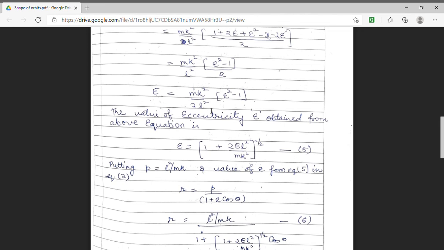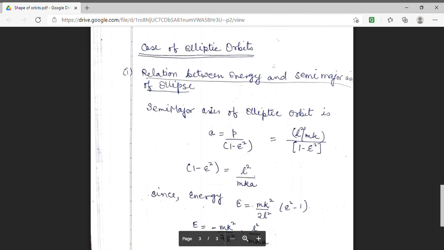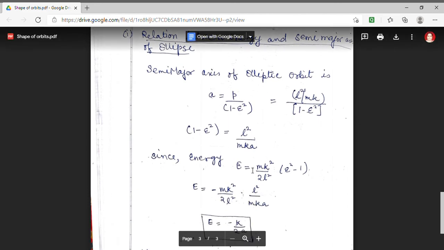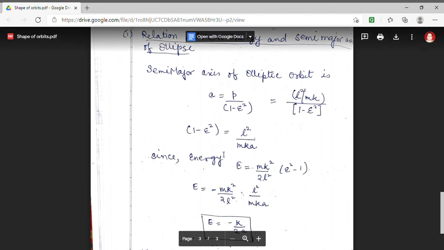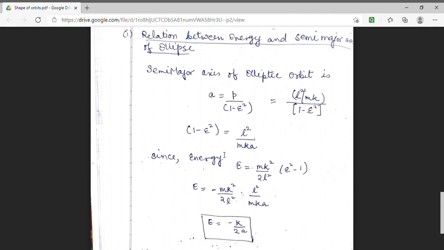So using this formula of energy and substituting the value of 1 minus epsilon square, I am going to derive the relation between energy E and semi-major axis a. Substituting the value of epsilon square minus 1 and solving, I get my energy as minus k upon 2a. So this is the relation between energy and semi-major axis of our elliptical orbits.